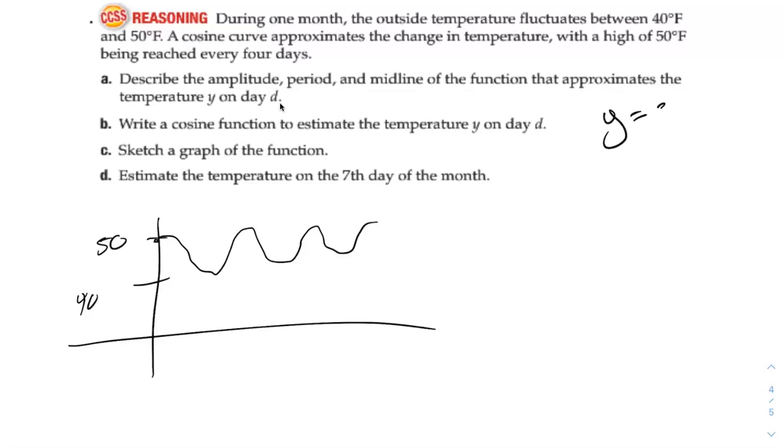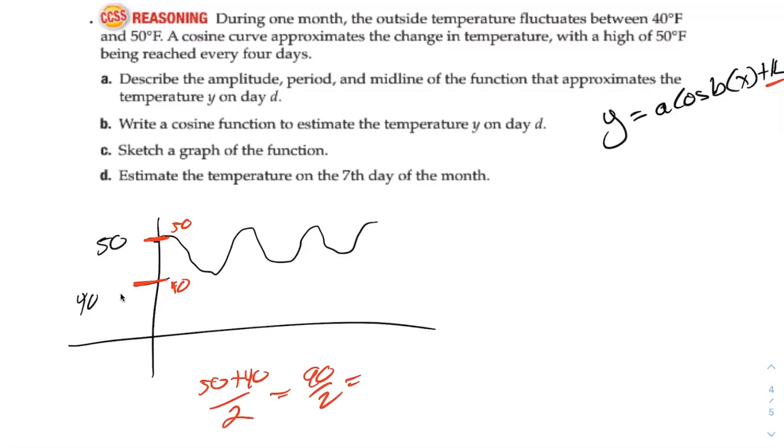Y equals a cosine b x plus k. That's all they want. It's kind of like the last problem, but now we go as high as 50 and as low as 40. I always like to start off with the middle. Find k. So how do you find the middle? Well, your max is 50, and your lowest is 40. So add them up and divide by 2. 90 divided by 2 is 45.